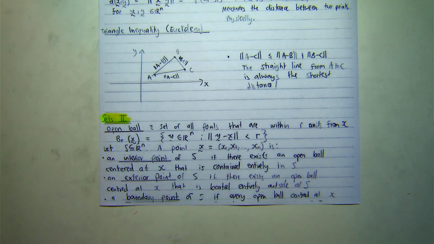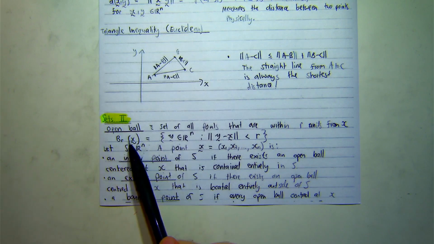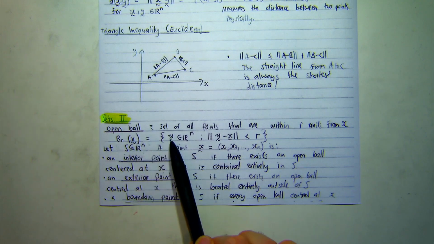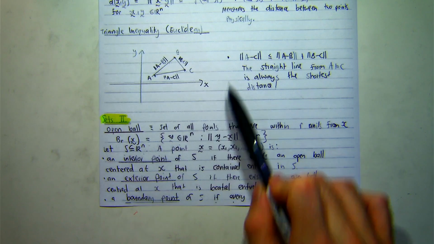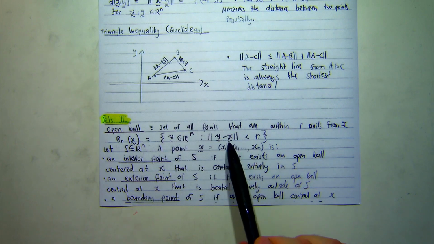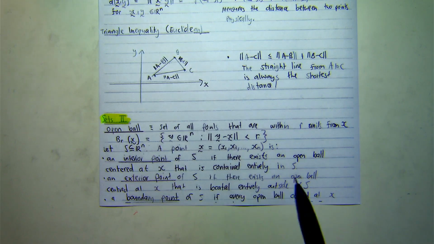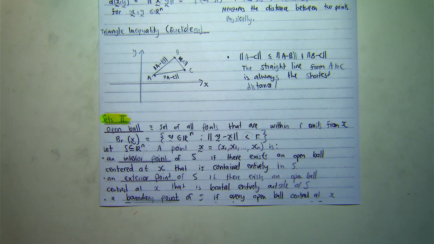So I've got 4 definitions here. An open ball is the set of all points that are within R units from X. And we define our open ball that is centered on X with radius R as the set of every point Y that is within R units of X. So you can kind of see how this follows on from above, where we're using our distance here and defining this set as all the points that are within the radius distance of our center X. And it's an open ball because it's strictly less than R. So it doesn't include the boundary when you're exactly R away from the point.